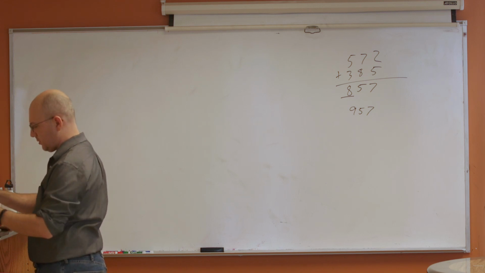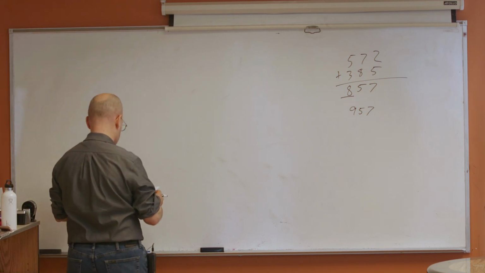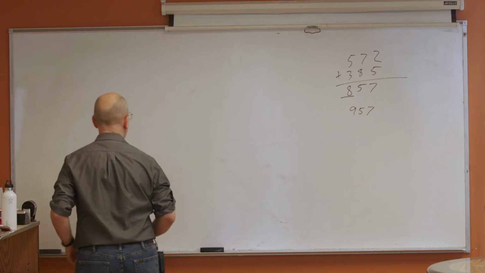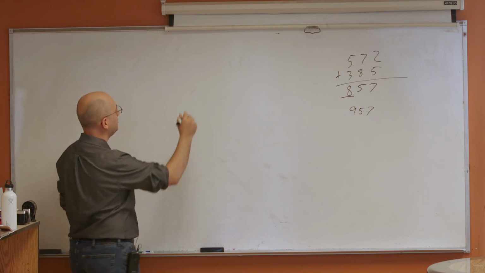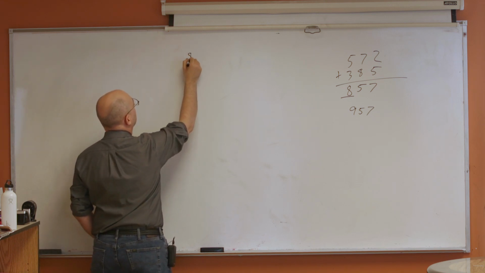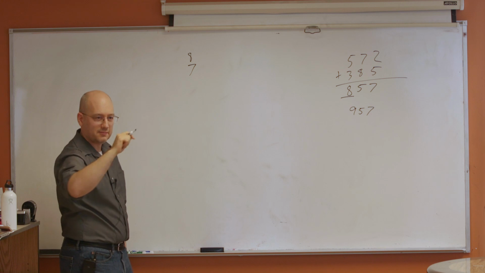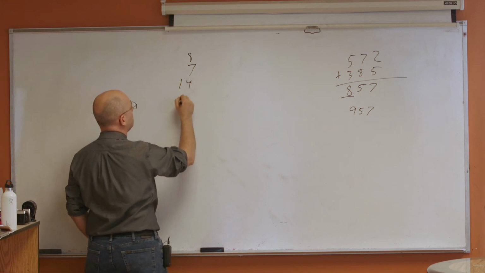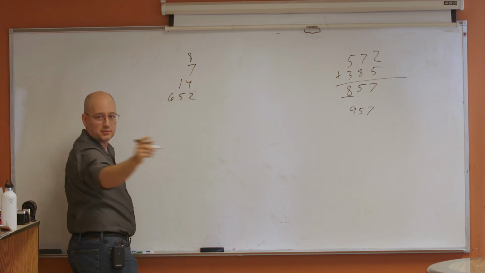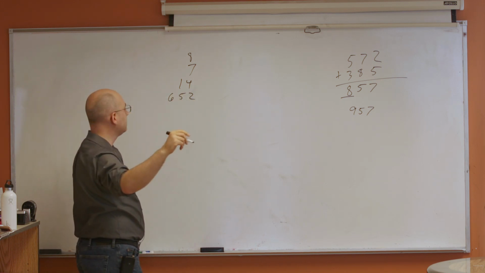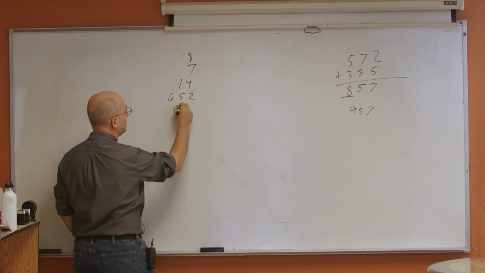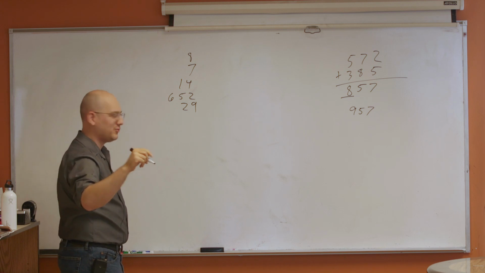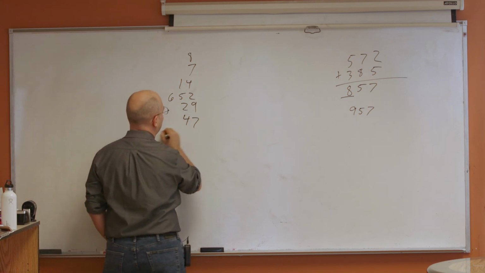Now let's add some extra numbers. All right. People call out numbers. Give me some numbers. 7. Okay. 2 or 3 digit numbers. 14. 652. There's a 1 over here. 29. One more. 47. All righty.